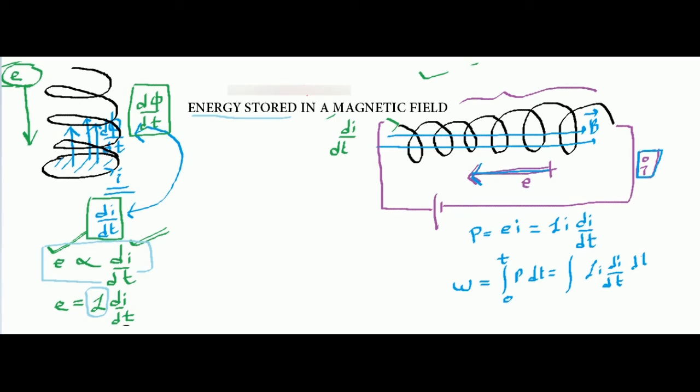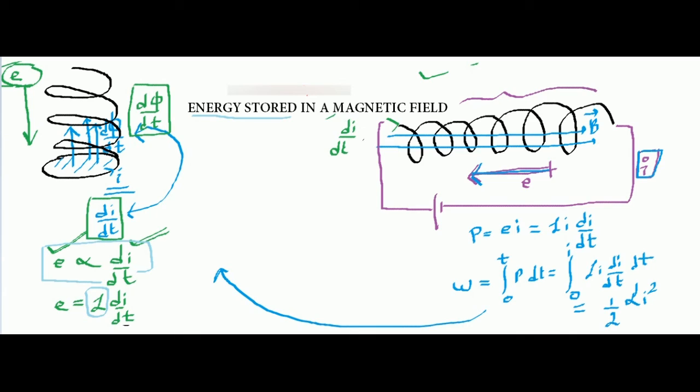Then the amount of work done in establishing a current I starting from 0 is the work done that the battery has to do. After a small integration, this will come out to be half L I square. So this is the work done, but we have still not reached our destination. Two more things need to be said.